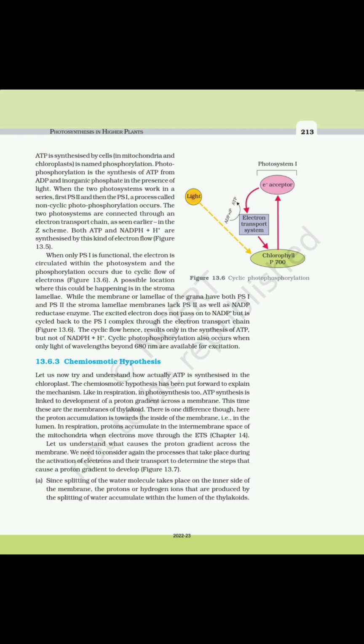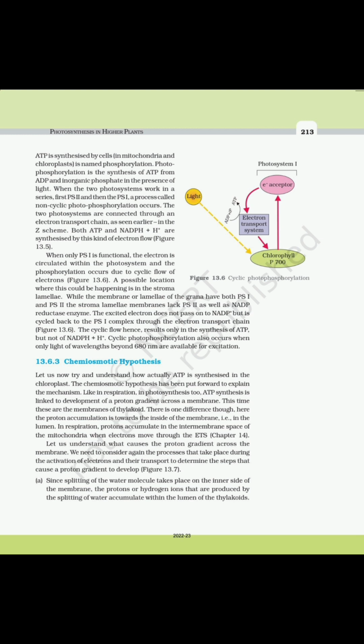A possible location where this could be happening is in the stroma lamellae. While the membrane or lamellae of the grana have both PSI and PS2, the stroma lamellae membranes lack PS2 as well as NADP reductase enzyme. The excited electron does not pass on to NADP+ but is cycled back to the PSI complex through the electron transport chain. Figure 13.6. The cyclic flow hence results only in the synthesis of ATP, but not of NADPH plus H+. Cyclic photophosphorylation also occurs when only light of wavelengths beyond 680 nanometers is available for excitation.